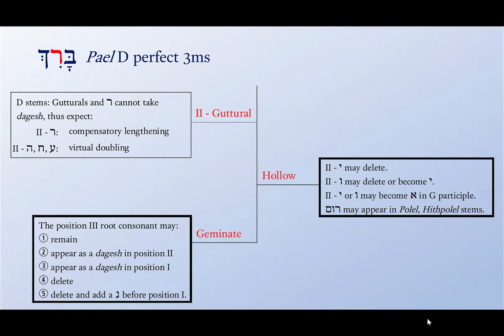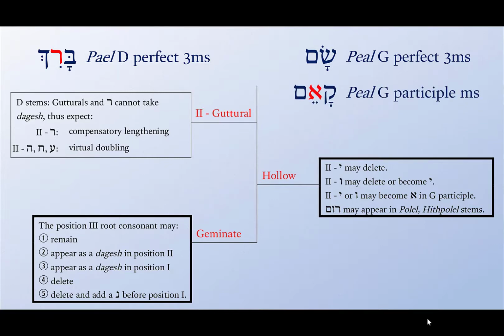Okay, let's go over to the hollow verbs. Hollow verbs have a yod or a vav in middle position. And very similar to biblical Hebrew, we have this example. It's sin, yod, mem. This is the pa'al G perfect third masculine singular. The yod has deleted. So this is according to our expectations we've developed from Hebrew, but what is not in accord to expectations is this.